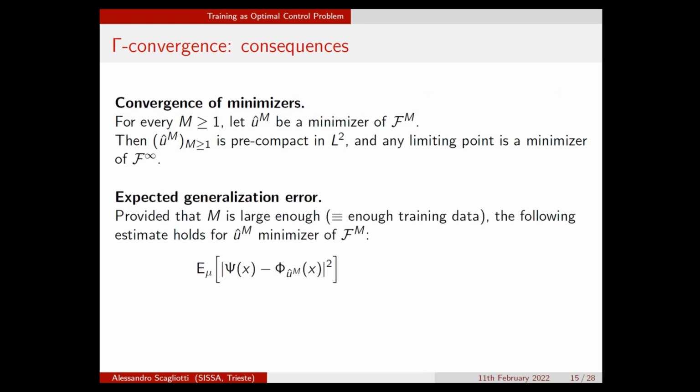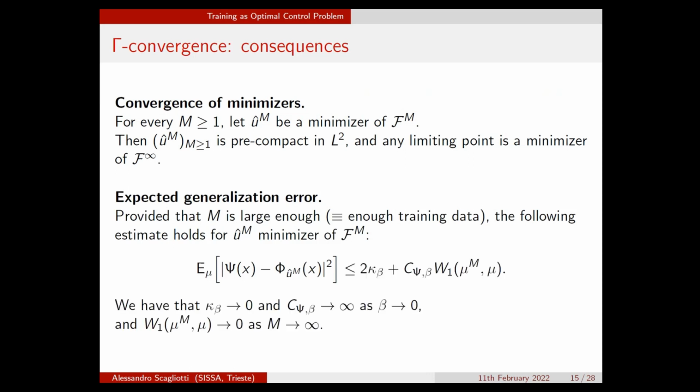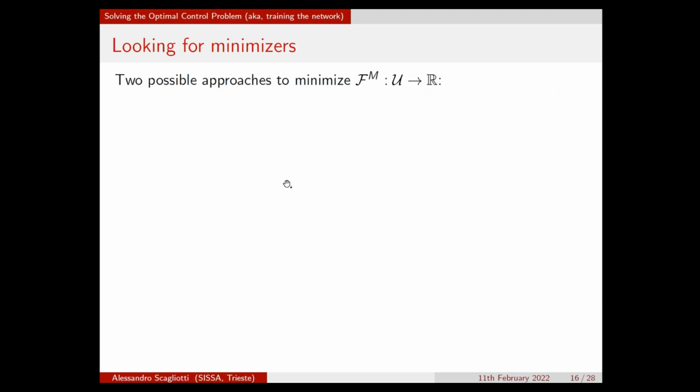Moreover, this gamma convergence result as a byproduct implies an estimate on the expected generalization error. Essentially, we can find an upper bound for this quantity. The expected generalization error is the mean squared error that we commit by approximating the unknown diffeomorphism psi with the diffeomorphism obtained by using as a control the minimizer of the functional Fm.